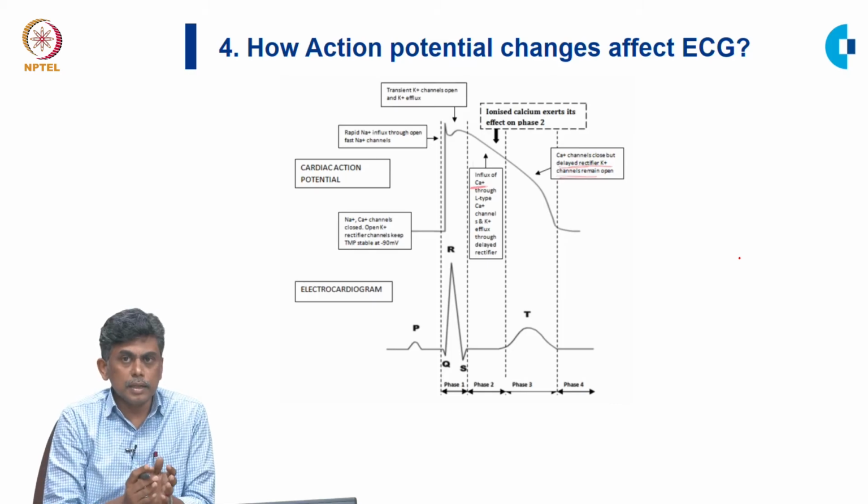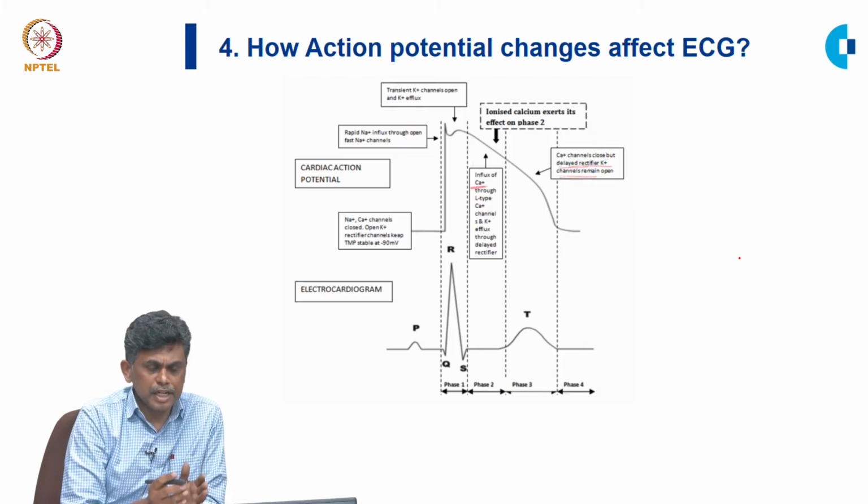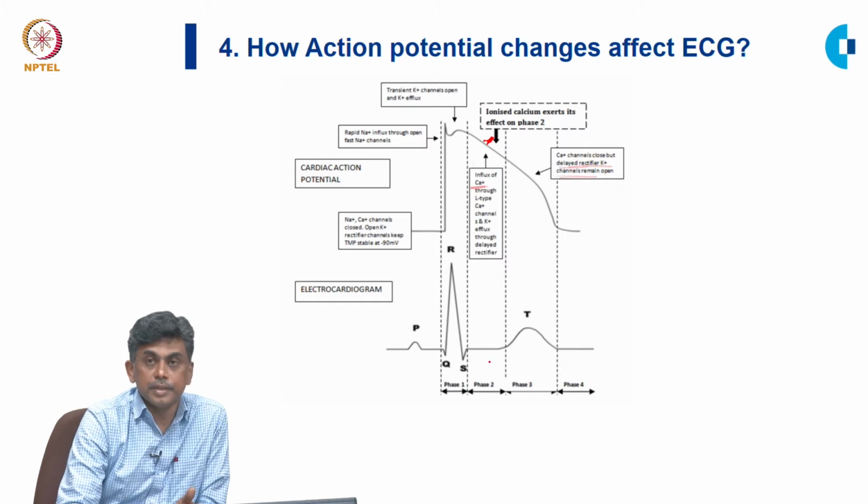Now, coming to the next question, how action potential change is going to affect the ECG. Now, that is what we have been explaining. As I told you, the calcium channel is in phase 2, the plateau phase, and this causes changes in the ST segment of the ECG.